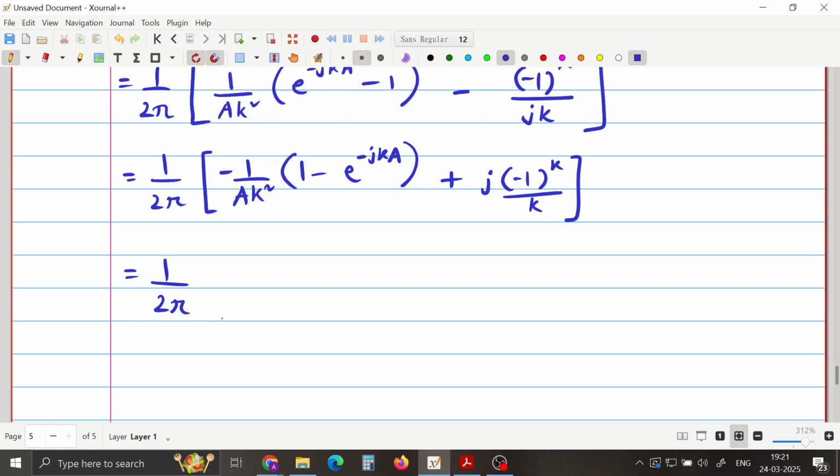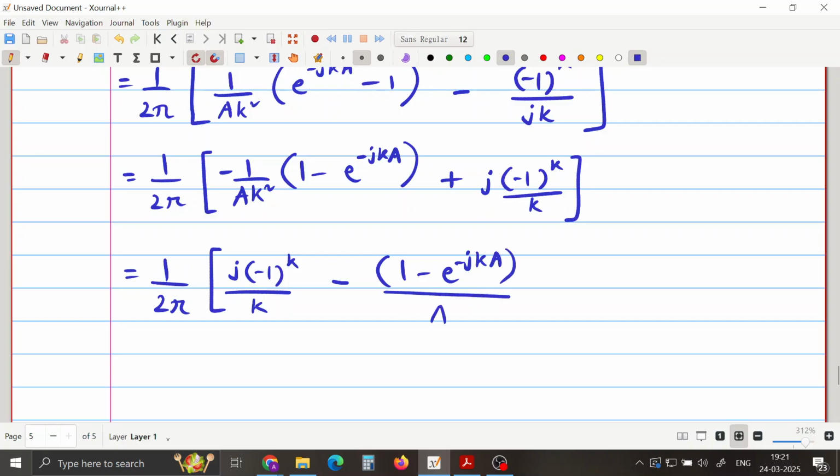So 1 by 2 pi, j into minus 1 to the power k divided by k minus 1 minus e power minus jka divided by ak square. Okay, so this is the form of my Fourier series coefficient for k not equals to 0.